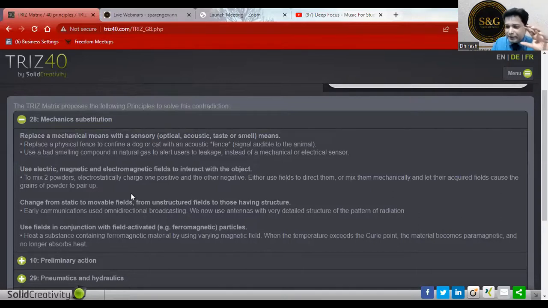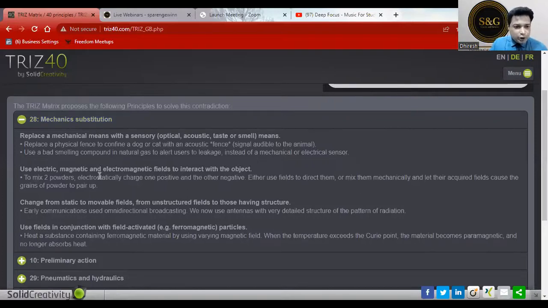So that triggers something of automation in me. A mechanical means has to be converted to sensory means, a sensor or some automation, some AI application kind of a thing. Can I do some automation to increase my productivity? That's my trigger question. So from the mechanics substitution, I need to automate certain things. That's a trigger point I'm getting from here.